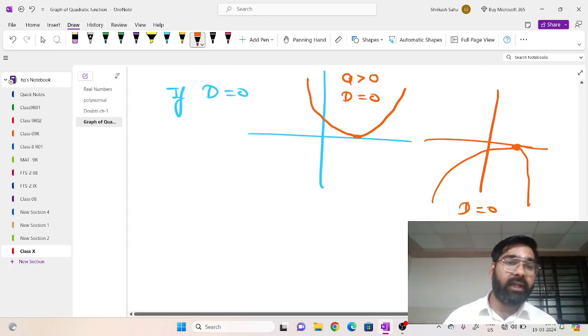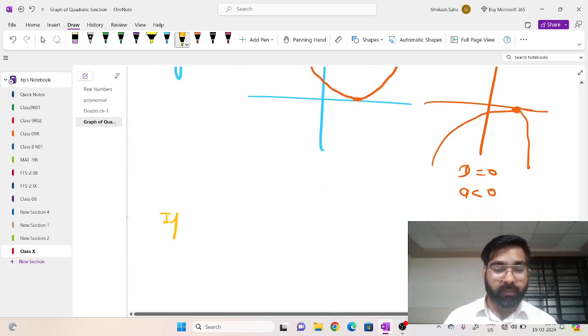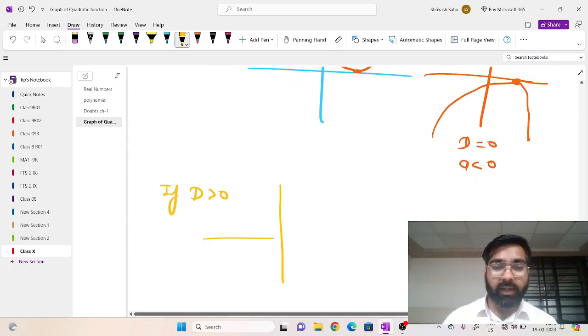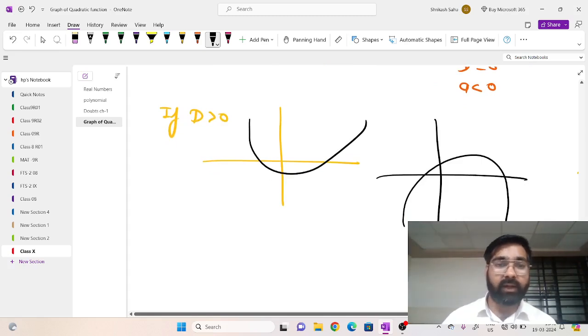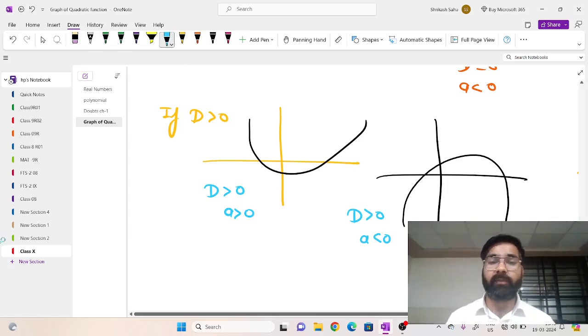But in case D is more than 0, it means D is greater than 0, then we get a graph of a quadratic function which cuts the x-axis at 2 points like this or like this. Here we also define 2 points, that in this case D is greater than 0 and a is also greater than 0. For an opening downward parabola, D is greater than 0 because it cuts the x-axis at 2 points. D is greater than 0 and a is less than 0 because it is an opening downward parabola.